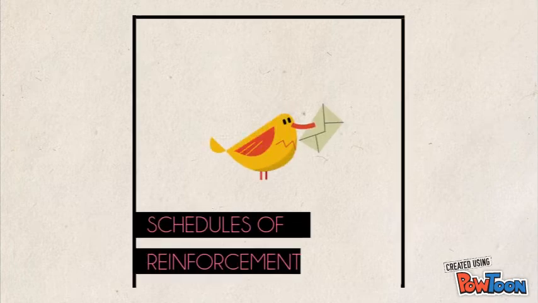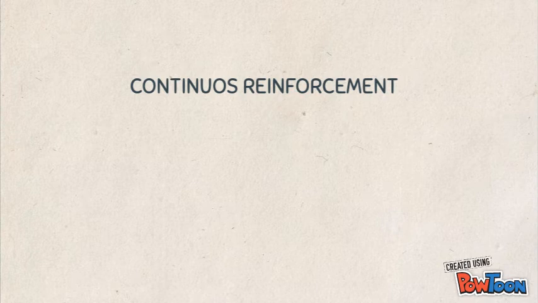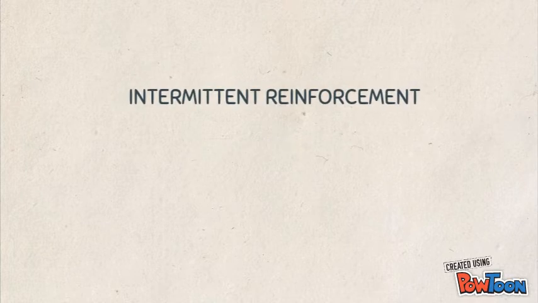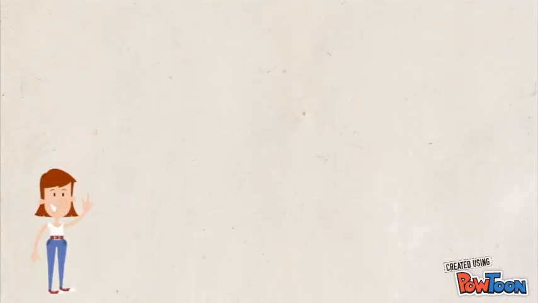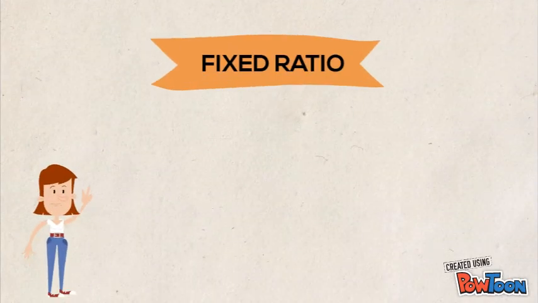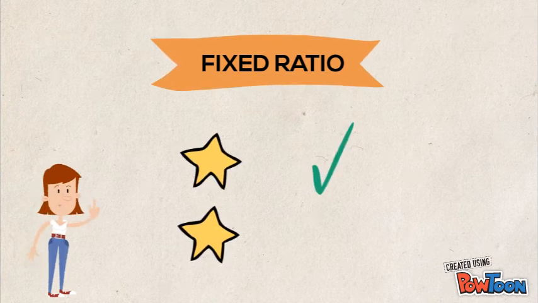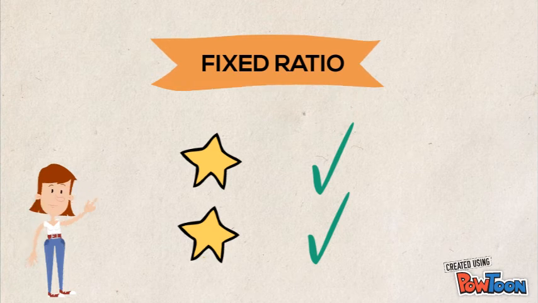Schedules of reinforcement. Continuous reinforcement, where a response is followed directly by a reinforcer, and intermittent reinforcement, where a response is not always followed directly by a reinforcer. In a fixed ratio, the reinforcer is given after every response, which is, for example, getting a gold star after every question answered in class.